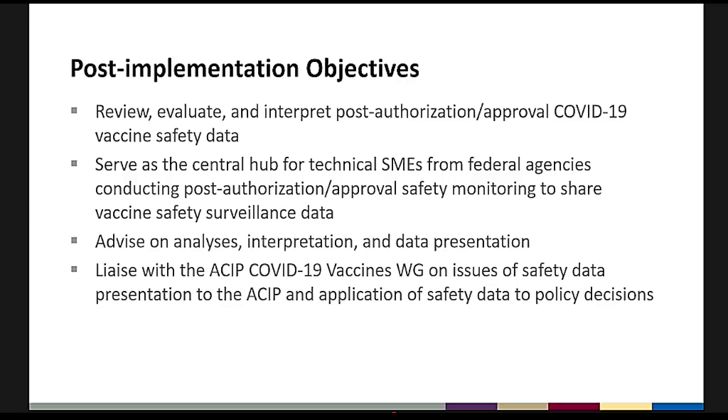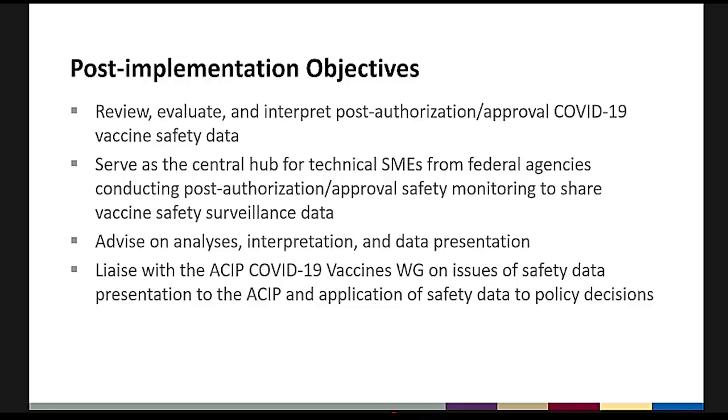The post-implementation objectives of the group are to review, evaluate, and interpret post-authorization or approval COVID-19 vaccine safety data, serve as a really central hub for technical subject matter experts from federal agencies that are conducting these very important post-authorization or approval safety monitoring projects to share the safety surveillance data, to provide advice on analyses, interpretation, and data presentation, and very importantly, connect to the ACIP COVID-19 vaccines work group on issues of safety data presentation to the Advisory Committee on Immunization Practices and application of safety data to policy decisions.